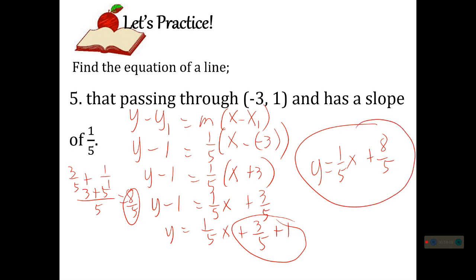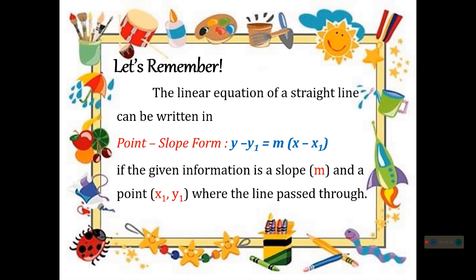Okay. Any question? Okay, so just review yourselves on how you are going to perform operations on fractions, so that you will not be confused with your answer. Okay, so we have to remember that the linear equation of a straight line can be written in another form, which is the point-slope form, y minus y sub 1 equals m times x minus x sub 1, if the given information is a slope and a point where the line passes through.